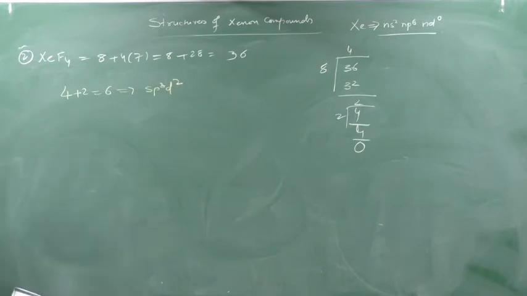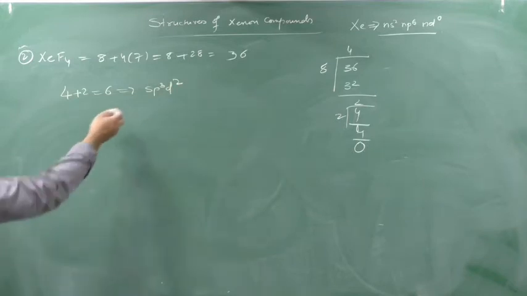So expected shape, what can you say? 3 plus 2 is 5, plus 1 is 6. The expected shape should be octahedral, yes or no? But it's not octahedral. Why? We will see this.